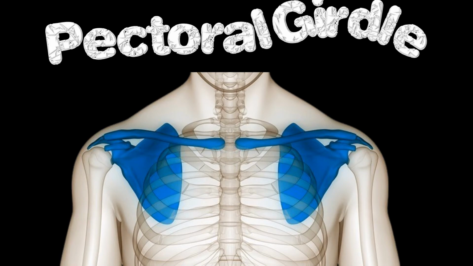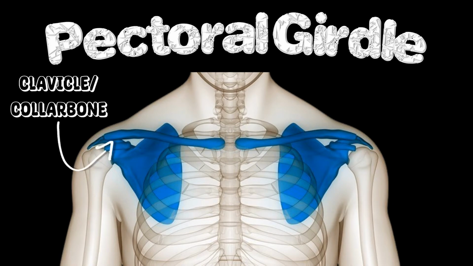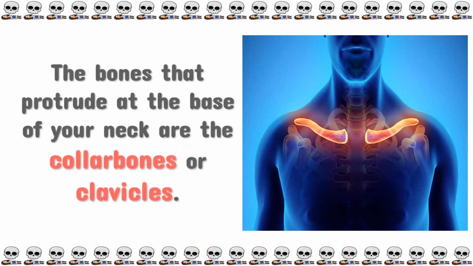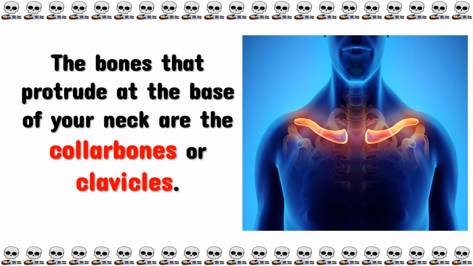This is the pectoral girdle, comprised of the clavicle or collarbone and the scapula or shoulder blade. The bones that protrude at the base of your neck are the collarbones or clavicles.